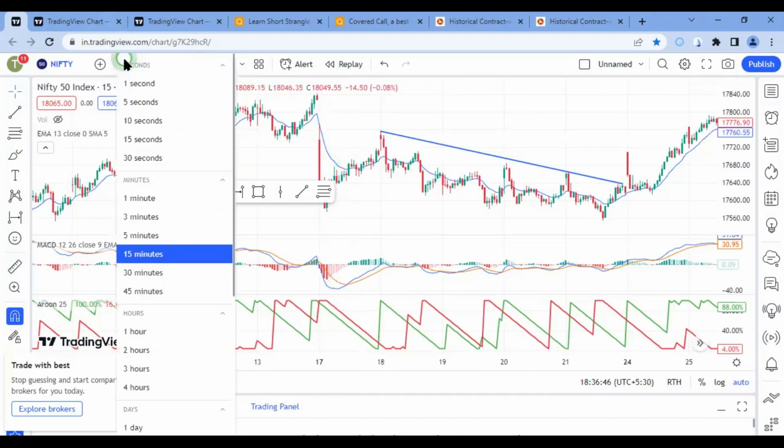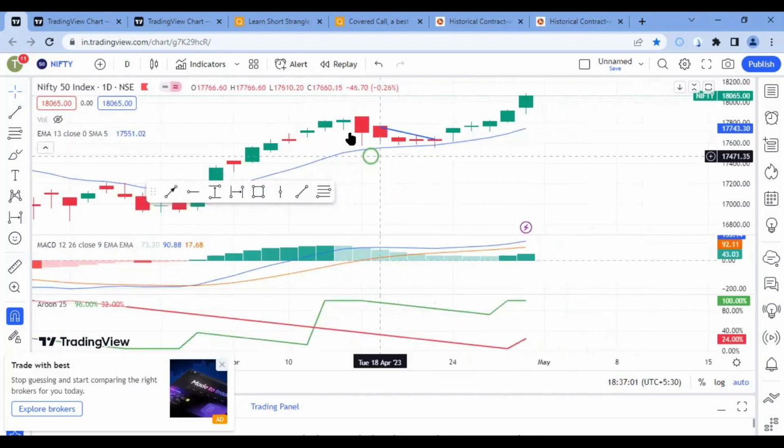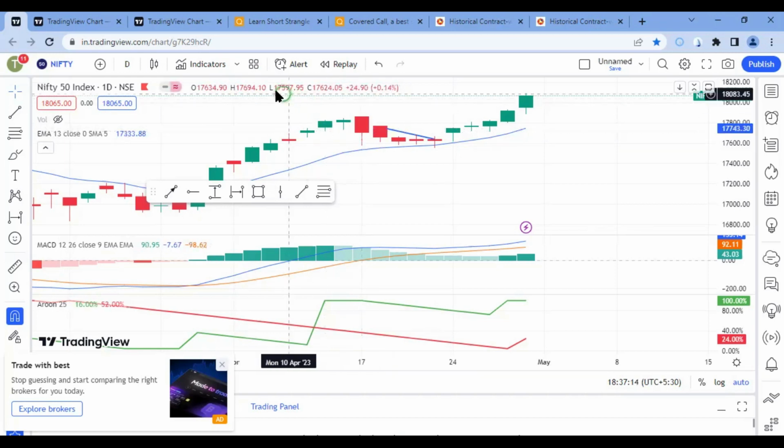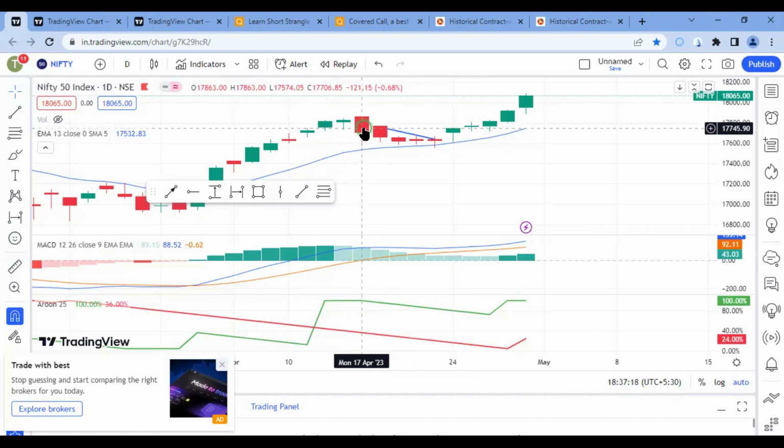What you can do as an option trader, in an inside bar formation, is sell the high and low. 17,863 is the high, okay, and 17,574 is the low. So what you can do is sell the 17,850 call. So at the high of this candle you can sell the call and at the low of this candle you can sell the put.